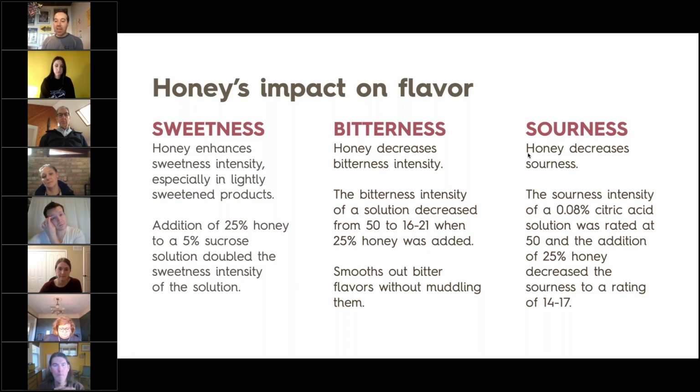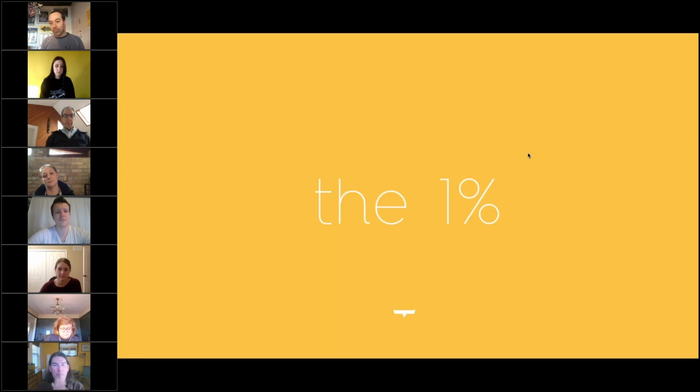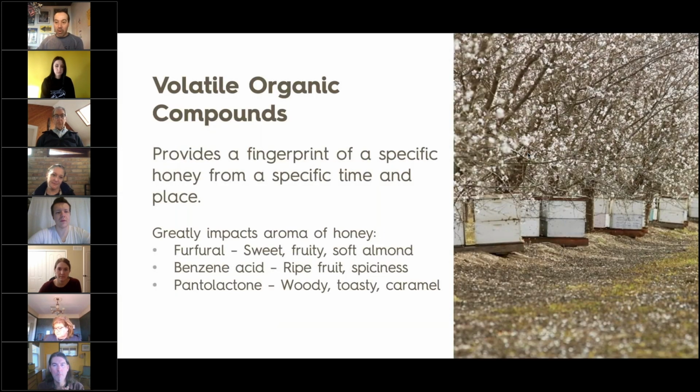So this was a study that looked at how adding just a little bit of honey is going to significantly decrease the sourness of a product. So it's not only used as something to boost sweetness, but it's also an ingredient that can be used to balance out either bitter or sour notes in one of your formulas without overwhelming them. So the sugars and acids are obviously the main components, but we also have lots of other components, which I'm going to go over briefly.